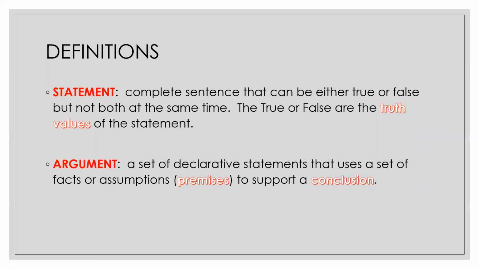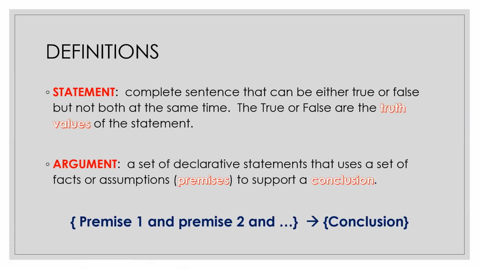Now, an argument is a set of statements that use facts or assumptions, that's what we call premises, to support a conclusion. And the structure of an argument will look like this. We'll have premise 1, premise 2, 3, 4, and so on, and then it will have a conclusion. Okay, so that's how it works.